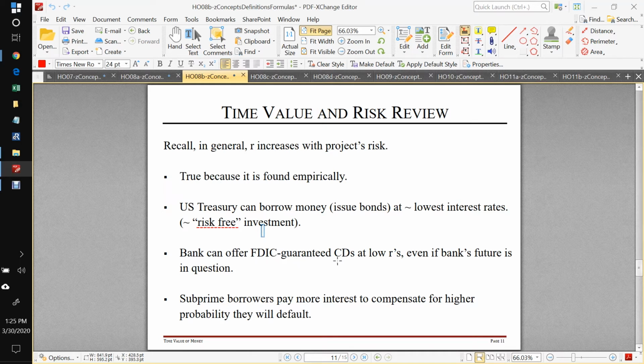And CDs are similar to treasuries because they're guaranteed by the FDIC. And in general, what we call subprime borrowers pay more interest than prime borrowers because they have a higher propensity to default. They're riskier.